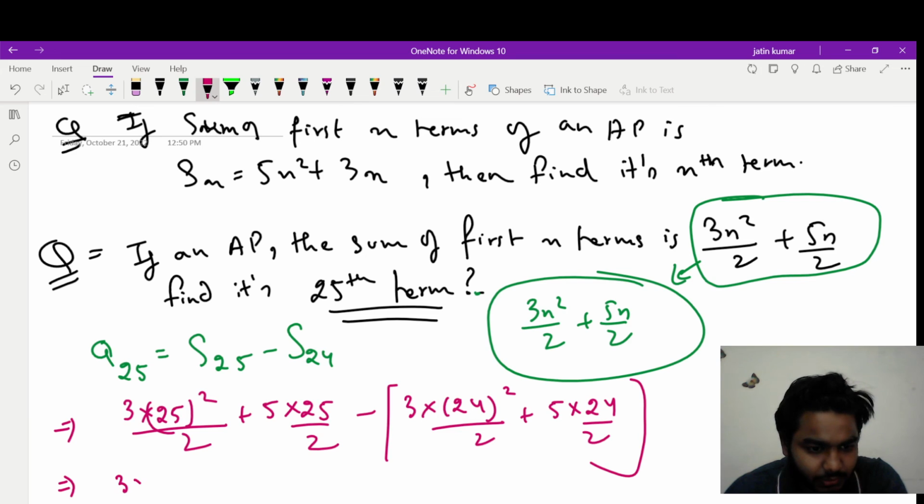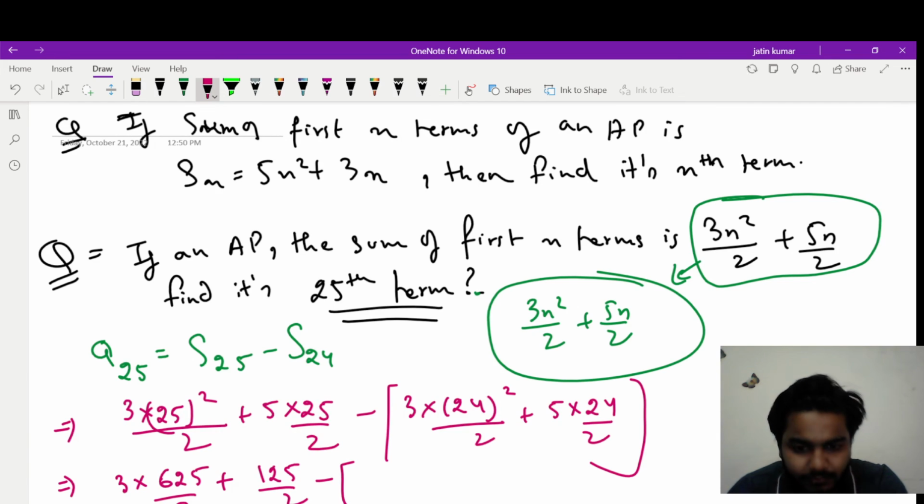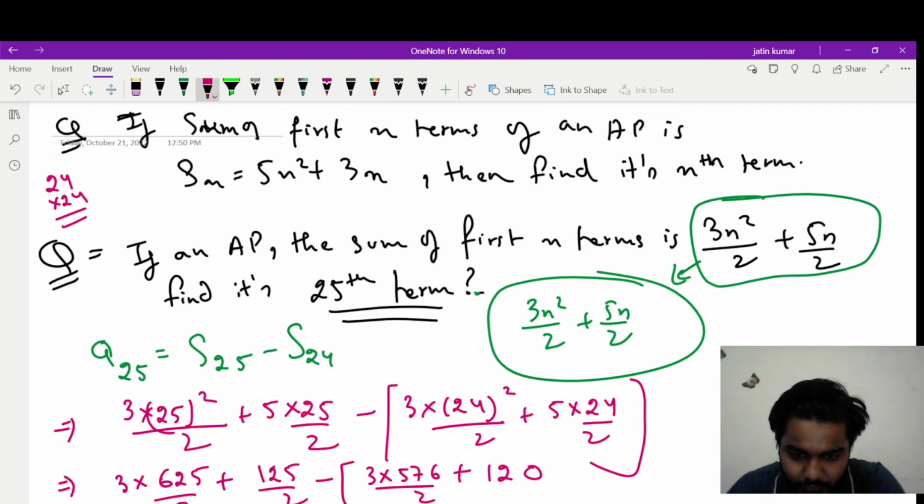So this will be 3 into 625 upon 2 plus 125 upon 2, minus 24 into 24. How much is 24 into 24? 24 into 24 will be 576. So 3 into 576 upon 2 plus 24 into 5, 4 5 is 20, 5 2 is 10, 11 12 upon 2.